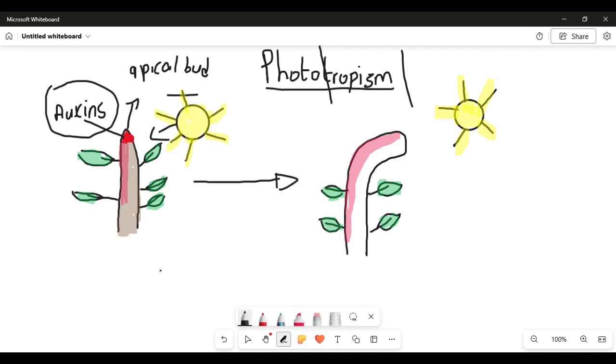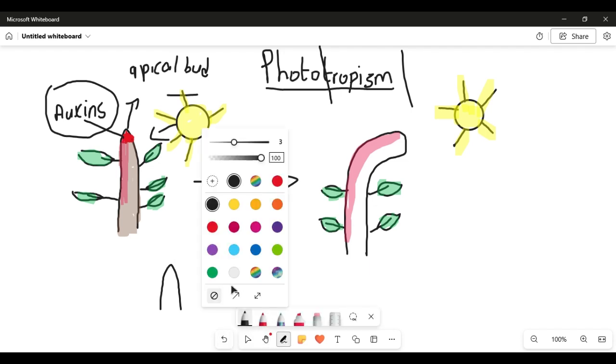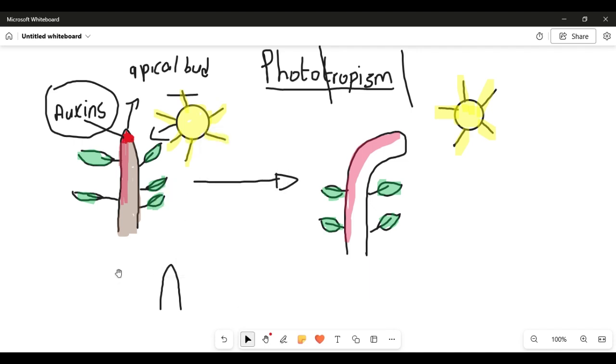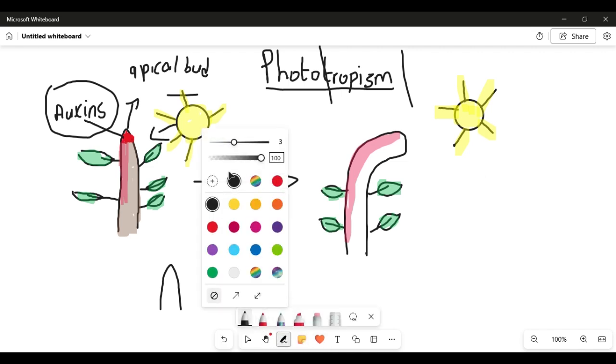So let me just show this. So you have your stem here. So this is a stem, right? So let's say the stem is exposed to, let me draw that correctly. Let me choose this color. Okay, let me do this. So what is this doing? Okay, let's do this.